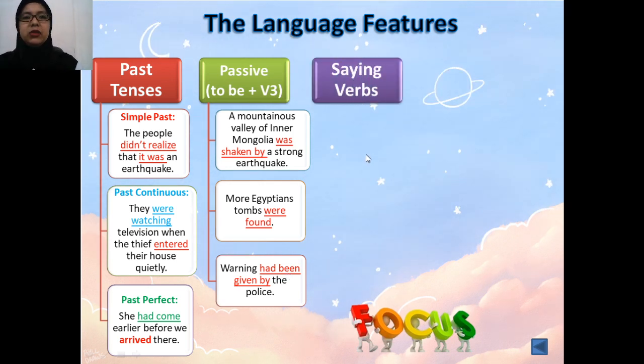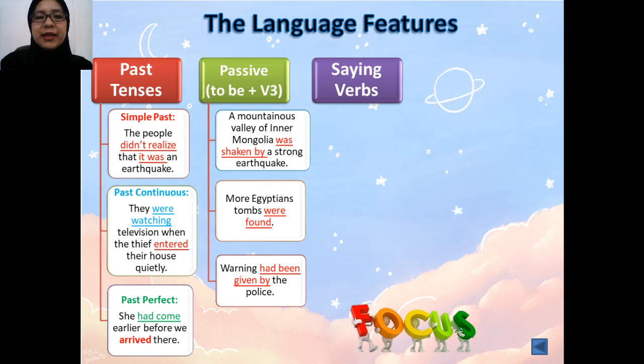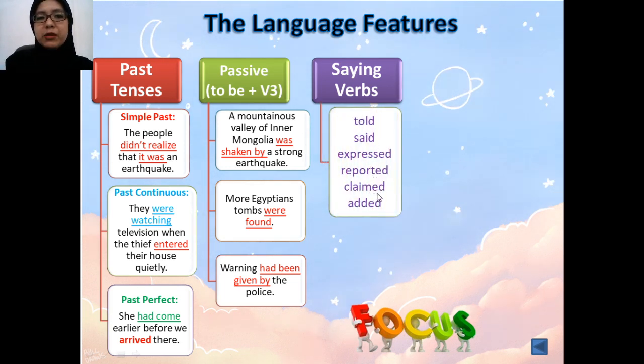Sekarang kita maju ke bentuk yang berikutnya, yaitu saying verbs. Kalau dalam bahasa Indonesia itu adalah kata kerja yang sifatnya mengujar atau mengatakan. Oke. In news item text, you will find saying verbs so often. Banyak sekali saying verbs nanti ditemukan. Contohnya ini, told, said, expressed, reported, claimed, or added. Kalau temukan saying verbs ini, berarti kamu menemukan struktur teks yang disebut source tadi ya, sumber. Karena dia isinya komentar. Nah, source ini, ya kalau yang diajarkan di kalian, source ini adanya di akhir berita kan?